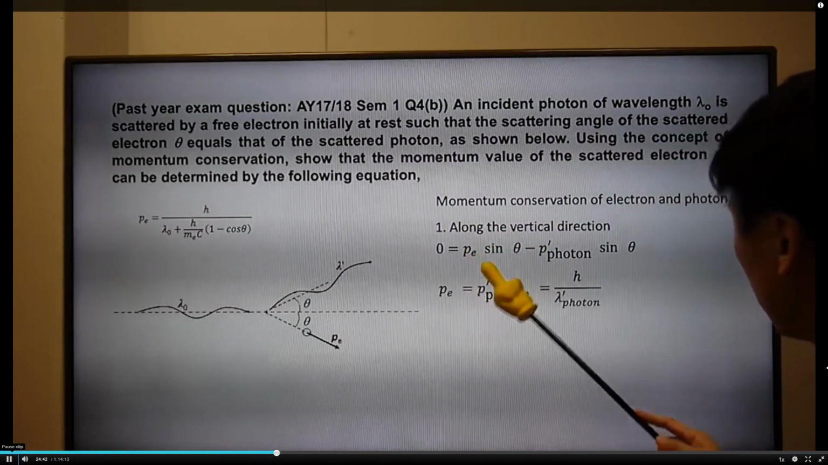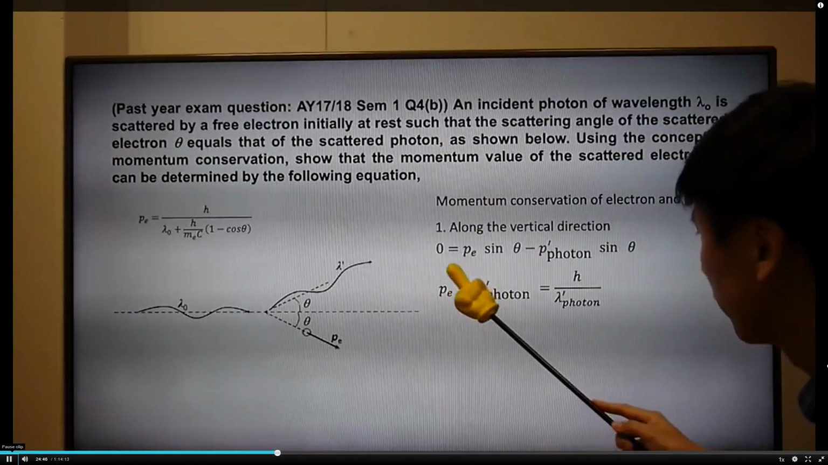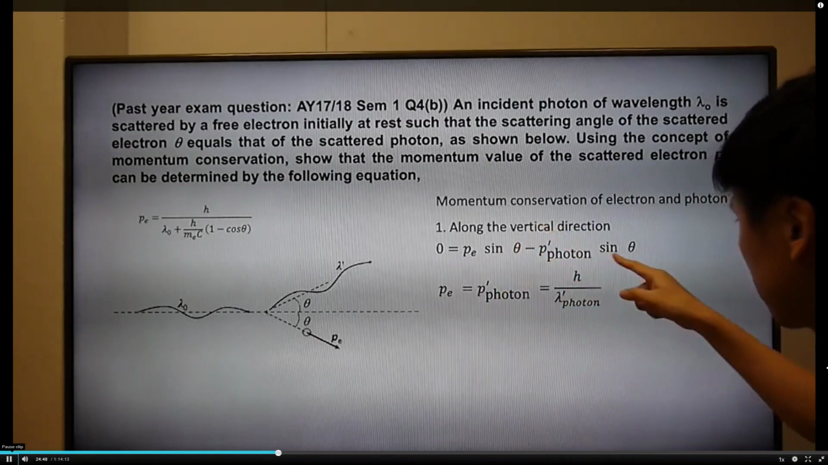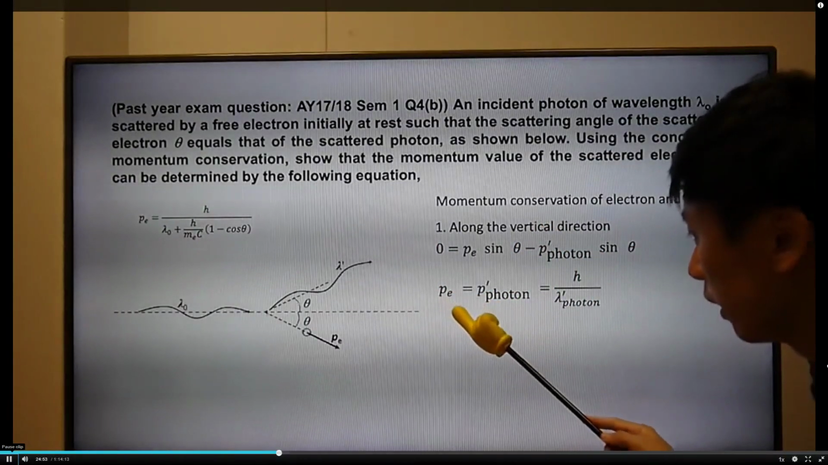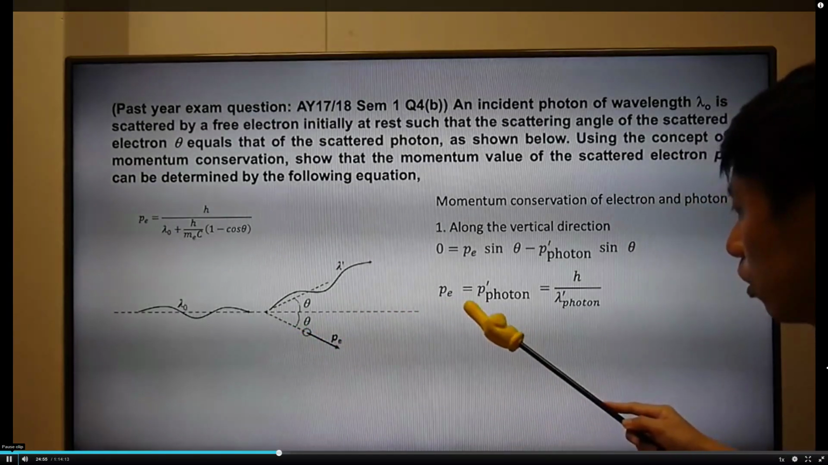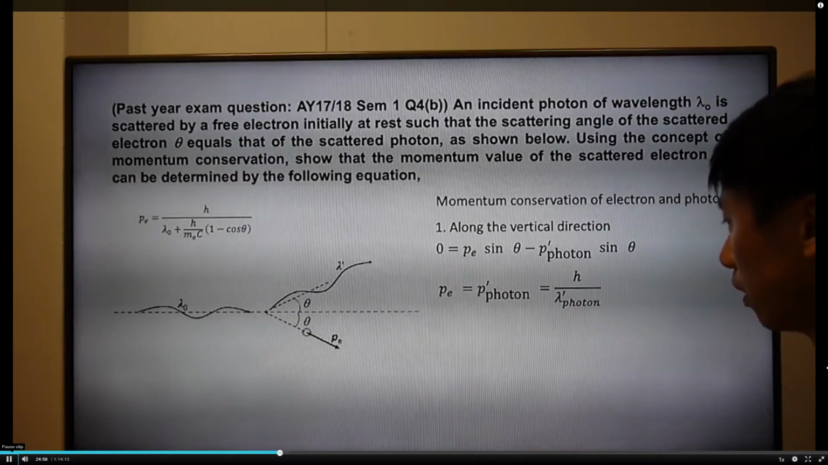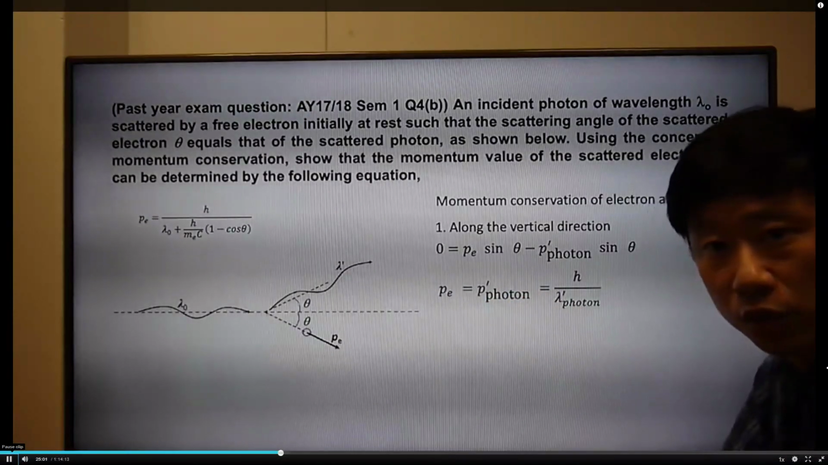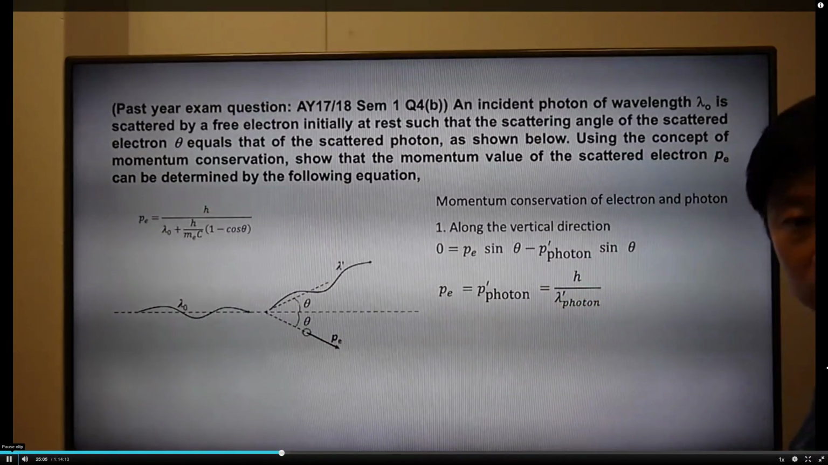Okay, in here, you can find that since the sine theta components are cancelled out, PE, the momentum of the electron, equals the momentum of the scattered photon. And what is the momentum of the scattered photon? Which is h over lambda prime.